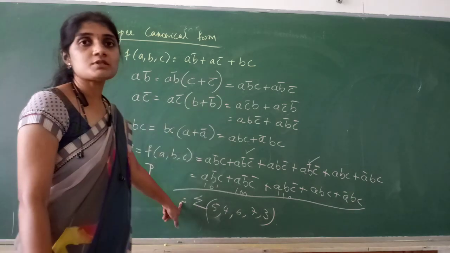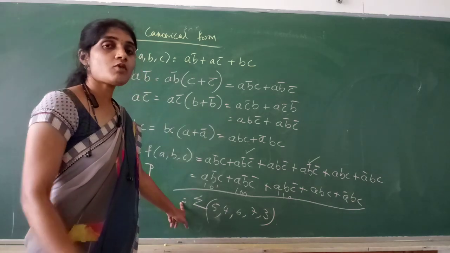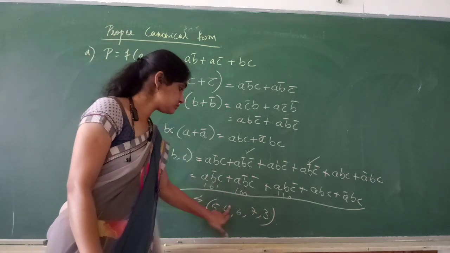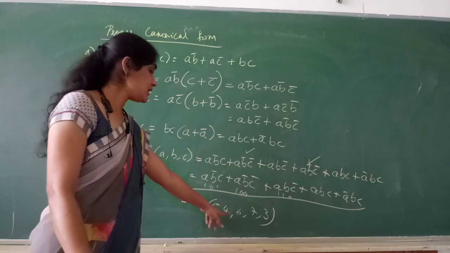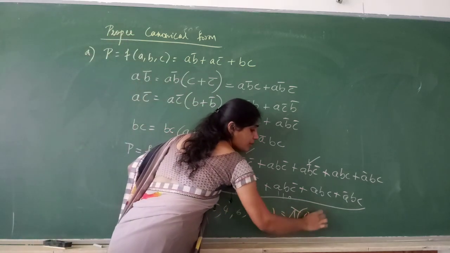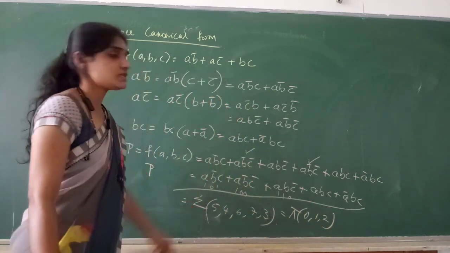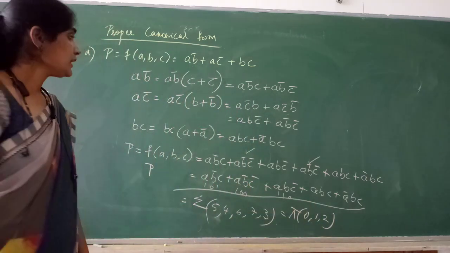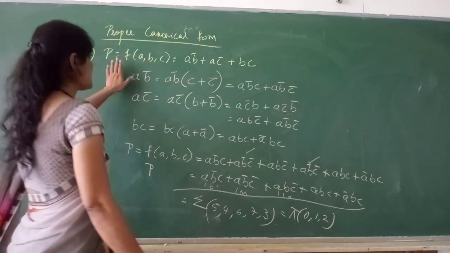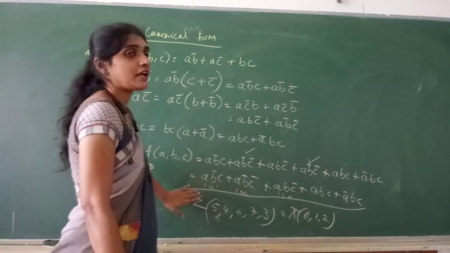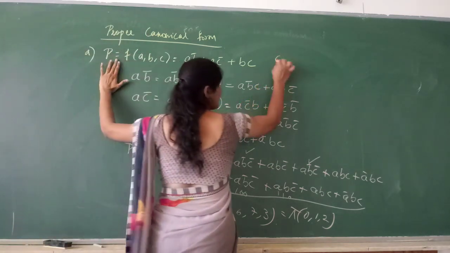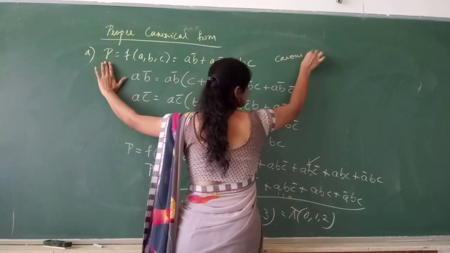Can we write the max terms for this? Max terms are what? Pi of 0, 1, 2. Remaining are mean terms. So the same problem, pi of 0, 1, 2. These are max terms and these are mean terms. Okay? And if I ask you to write the POS equation for this. So this is an SOP equation. We have put it into canonical SOP form. If the question is, for the same equation, write canonical POS equation.